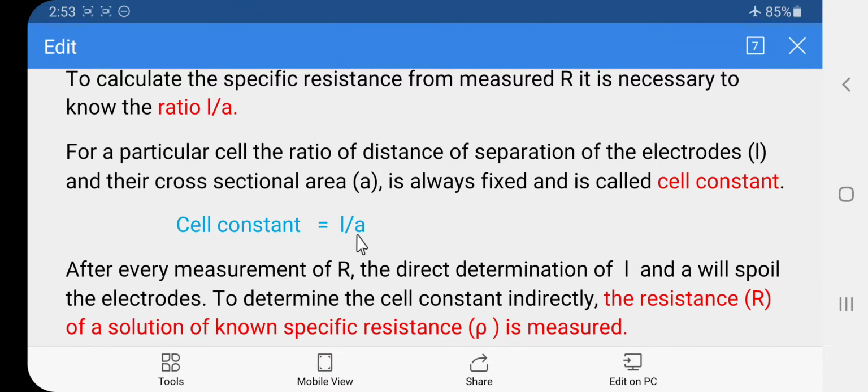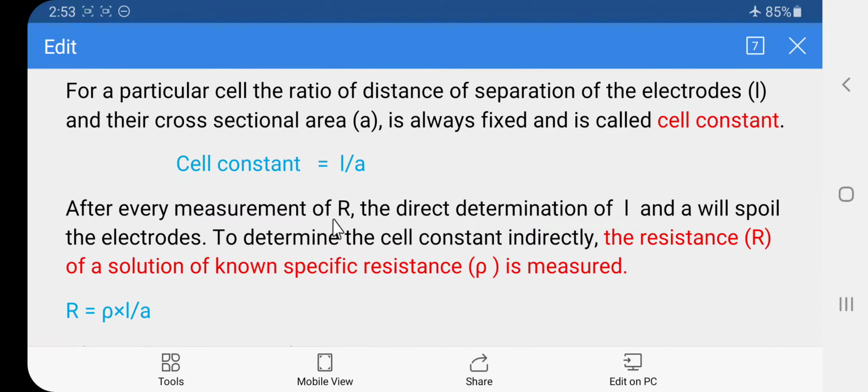After every measurement of the R, the direct determination of the L will spoil the electrode. So after every measurement of the resistance, if we try to measure the distance between the two platinum electrodes in the conductivity cell, definitely the electrode may be spoiled. So to determine the cell constant indirectly, the resistance R of a solution of known specific resistance is measured.